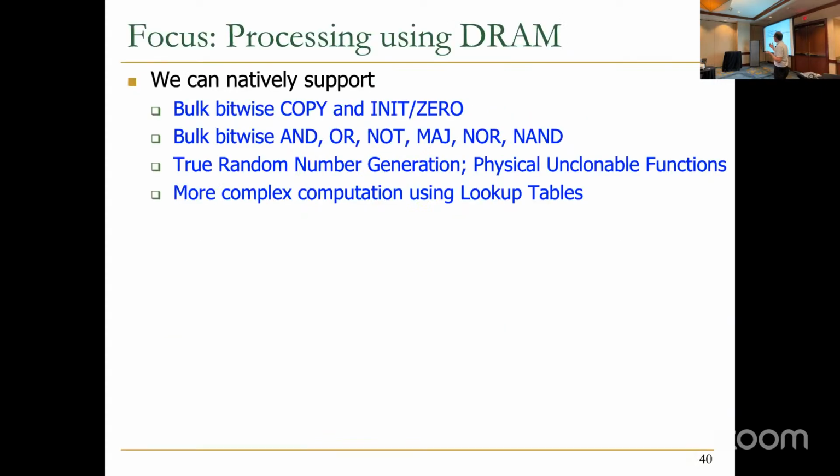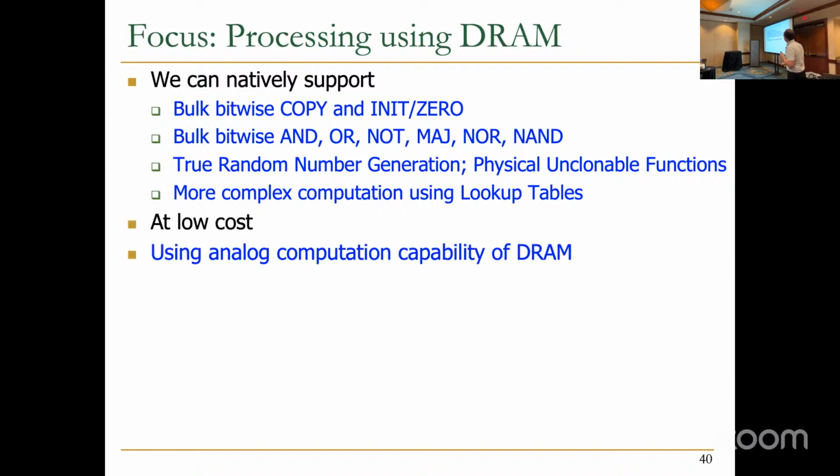So basically, with processing using DRAM, exploiting the analog operational properties of DRAM, we can do a lot. That's the key takeaway. We can do bulk bitwise copying, initialization, zeroing, and bulk bitwise operations, functionally complete: AND, OR, NOT, majority, NOR, NAND. We can do true random number generation, physical unclonable functions, and more complex computation with a little bit more circuitry using lookup tables.